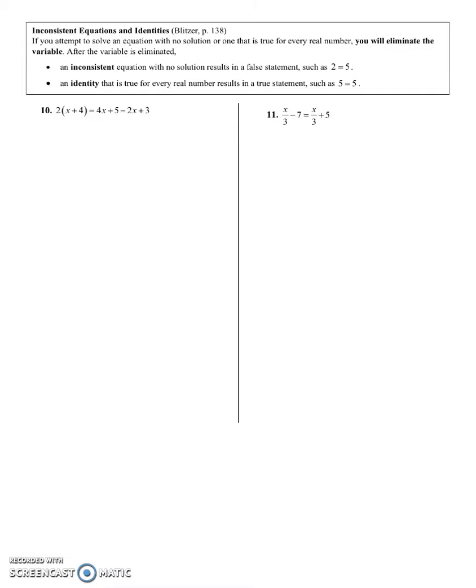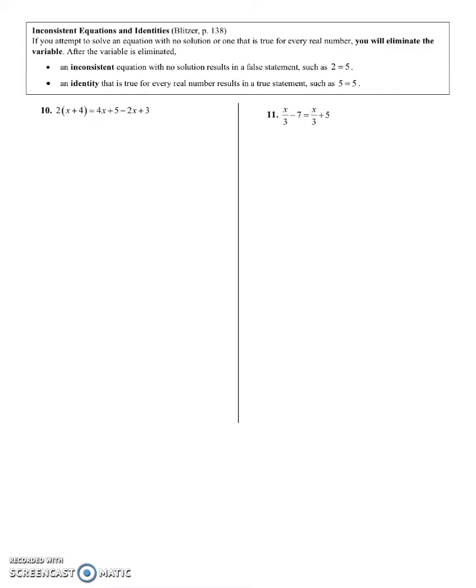Okay, this is the second part of section 2.3. We need to talk about inconsistent equations and identities. When you follow the processes that we've been talking about in this chapter so far, sometimes you won't come up with variable equals number. You might come up with an equation with no solution, or an equation that's true for every real number, meaning you eliminate the variable.